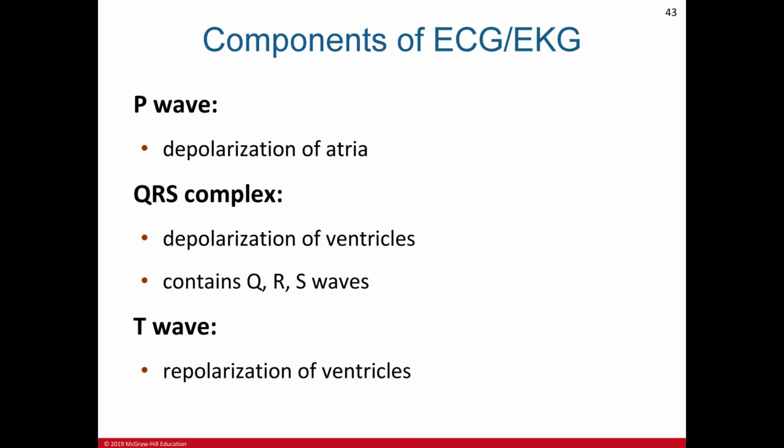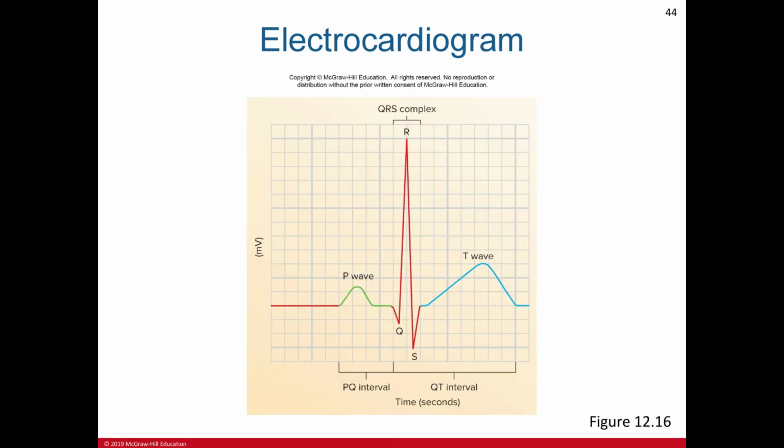The T wave represents repolarization of the ventricles, and the beginning of the T wave precedes the ventricular relaxation. Note that the wave representing the repolarization of the atria cannot be seen because it occurs during the QRS complex. The time between the beginning of the P wave and the beginning of the QRS complex is the PQ interval, commonly called the PR interval because the Q wave is very small.